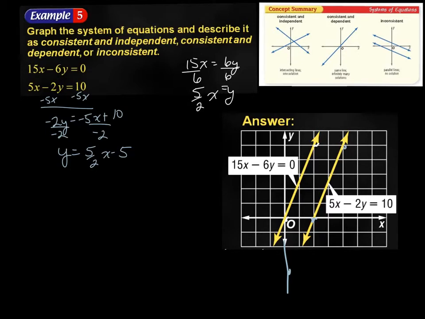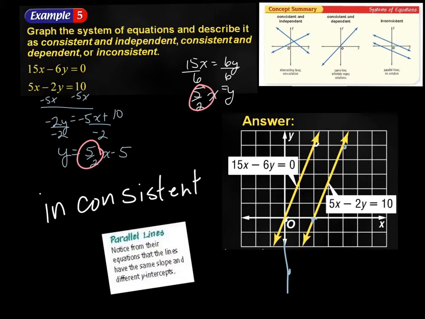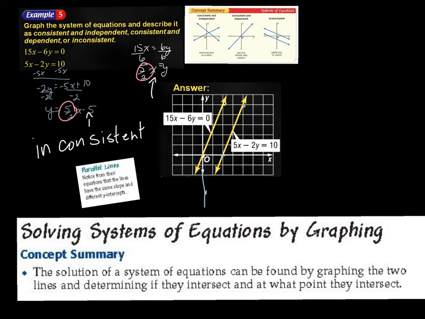Okay, the two lines have the same slope. Same slope means they are parallel. So we graphed it, and then they want us to classify it. So these two are just inconsistent. We will never get an answer that is true for both equations. So notice from equations that the lines have the same slopes, but they have different y-intercepts. The solution of a system of equations can be found by graphing the two lines and determining the point where they intersect.